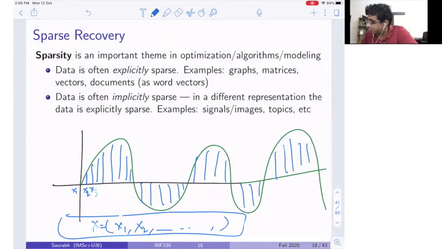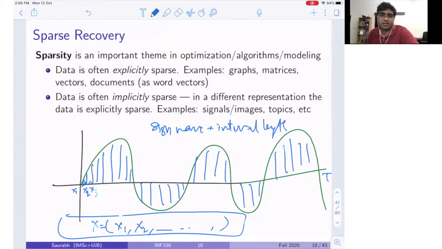Because this is as time goes. But if I told you this is a sine wave, plus I told you the interval's length, then you can create this x very simply. So sometimes how data is stored, the representation, is not sparse even though the underlying data is.